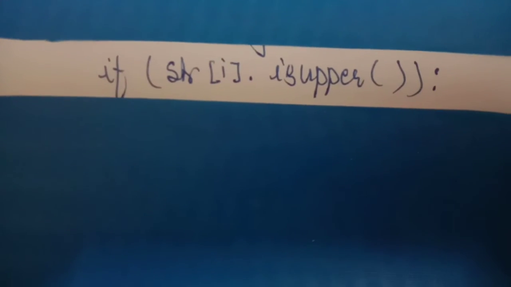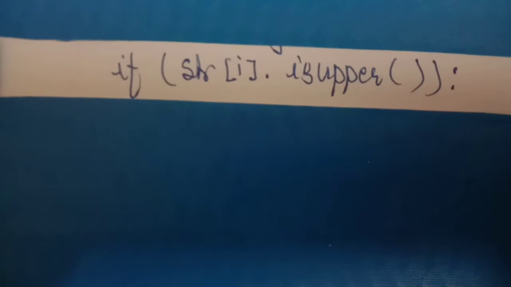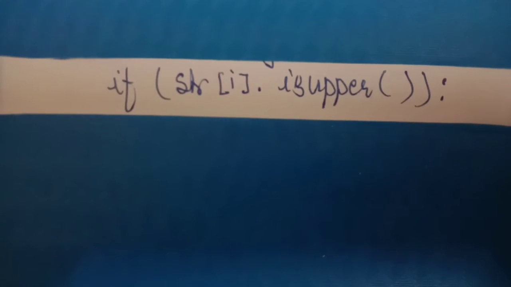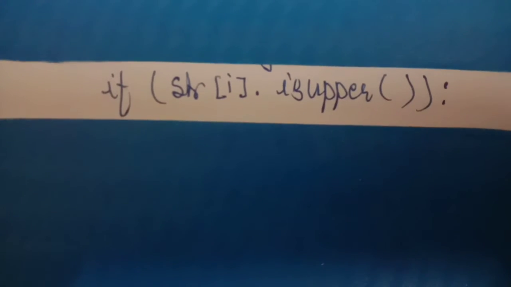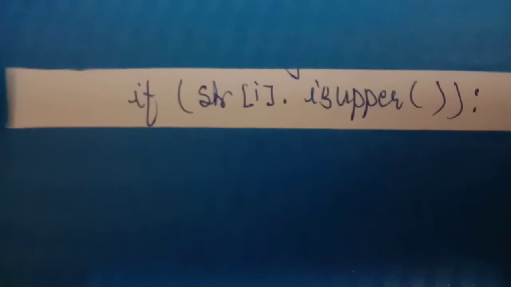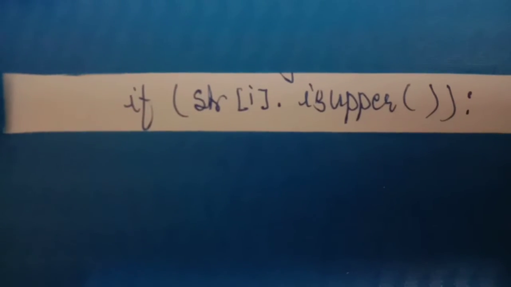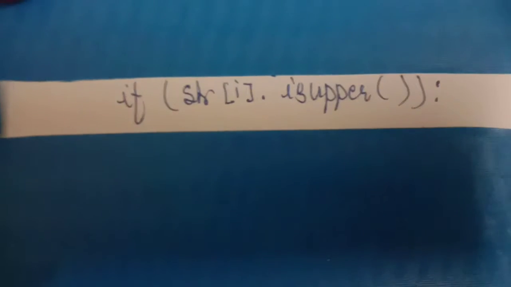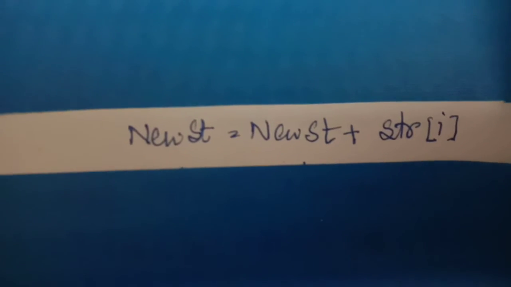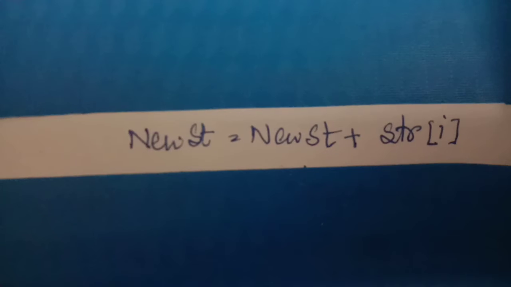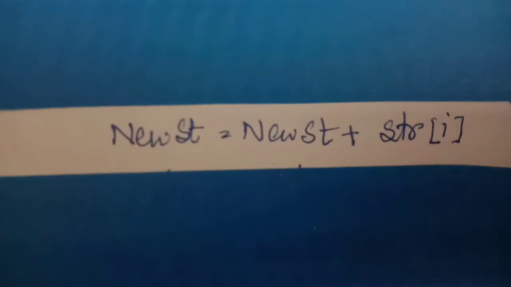The first statement is the if statement. It checks the character at the ith index position, whether it is uppercase or not, and since the value of i is 0 right now and the character is capital L, it's an uppercase character. How will it be updated? The new string will be updated with new string plus str1[i]. That means the string will be appended with the character at the ith index of the string passed, that means the character at 0 right now, which is L.